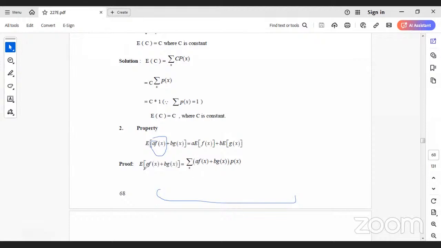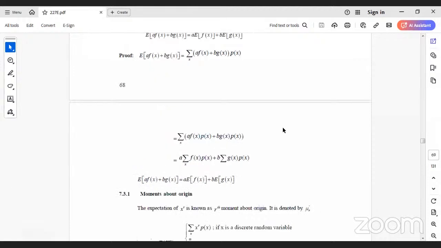Summation of x, we are taking summation of A f of x plus B g of x, and we are taking P of x here. The condition we are applying here: summation of x, A f of x P of x plus B g of x P of x. In the constant, we are taking A as the constant. Summation of f of x P of x, B summation of g of x P of x. So A is the constant, that is A E of f of x and B E of g of x. So therefore, this condition should be solved here.